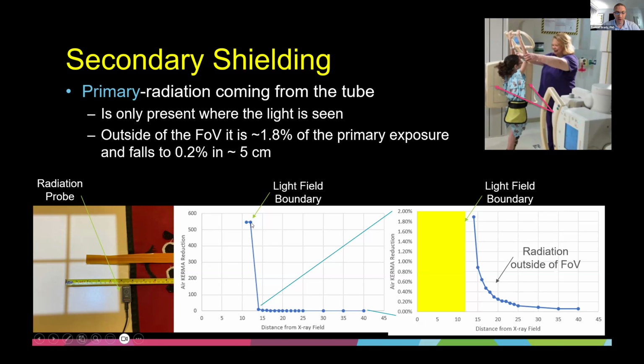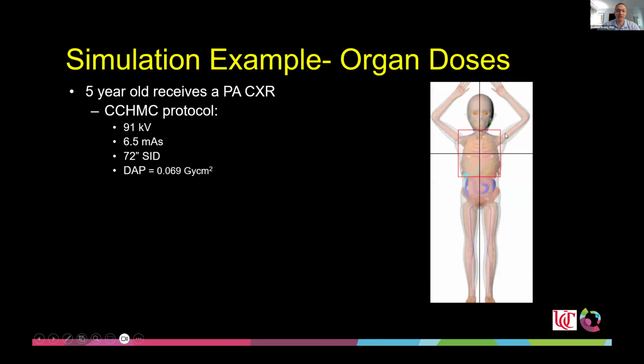In fact, I made a couple of measurements inside the light field, and then I made a series of measurements outside the light field. Here I'm zooming up to that part of the graph. You can see that the exposure drops to almost zero. It goes to 0.2% after only 5 centimeters. In other words, just a little bit outside of the light field, there is no radiation.